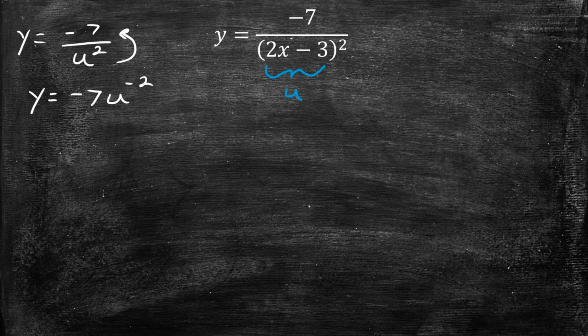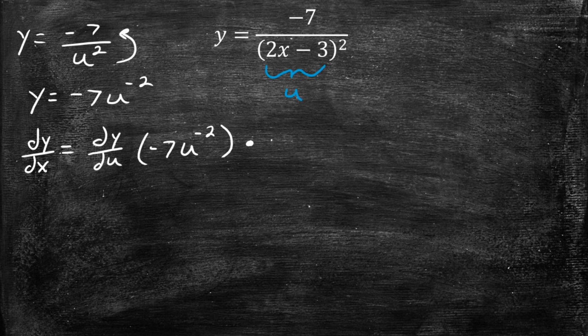Okay, so now we can go ahead and take our derivative here. So our derivative dy over dx is equal to dy over du, which is basically just the derivative of our new y equation, which is -7u to the negative second power, and that's going to be multiplied by the derivative with respect to x of our new u value, which we set to 2x minus 3. All right, so now we can go ahead and continue.